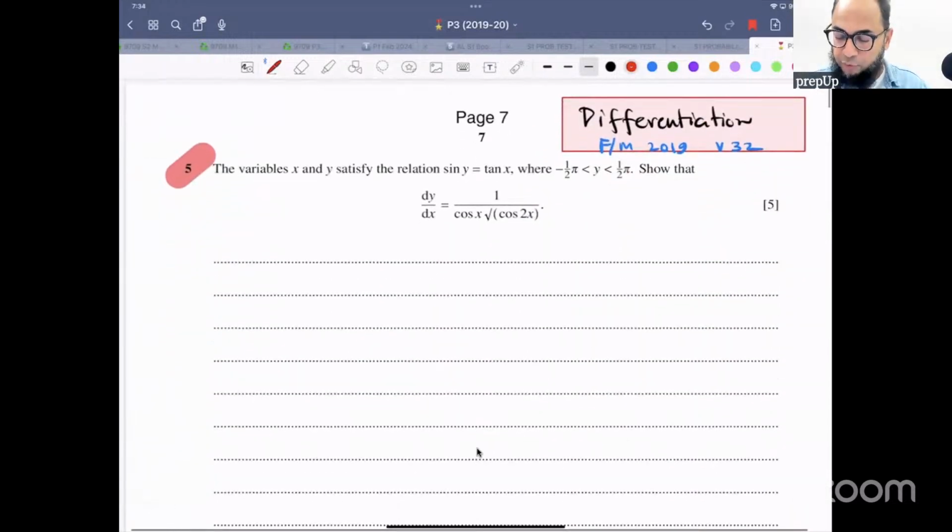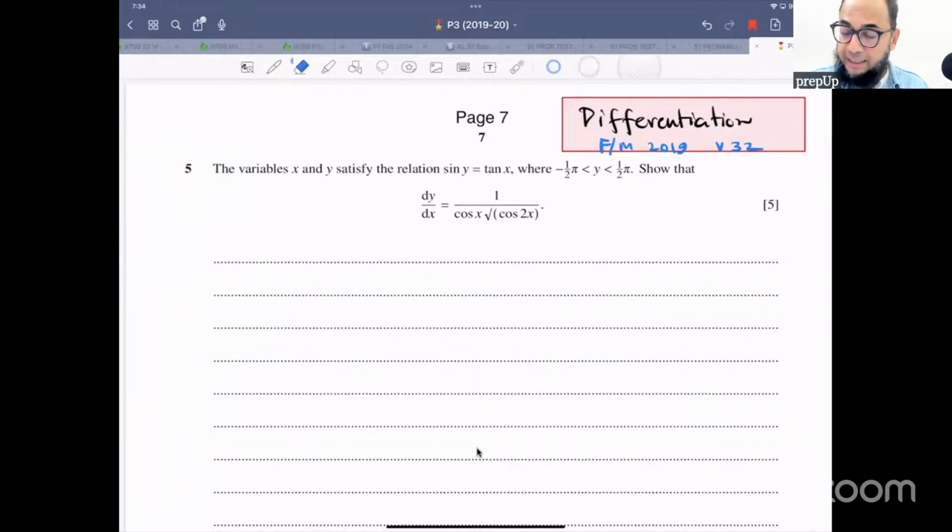Now another question, and this one is a little bit tricky, a little bit out of the box. So let's look at this question first.